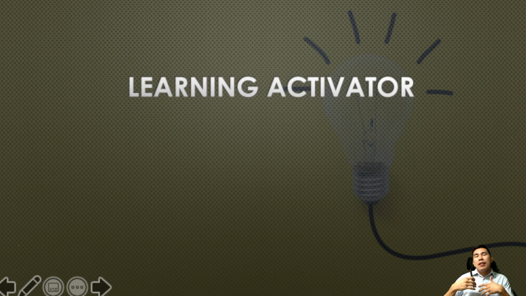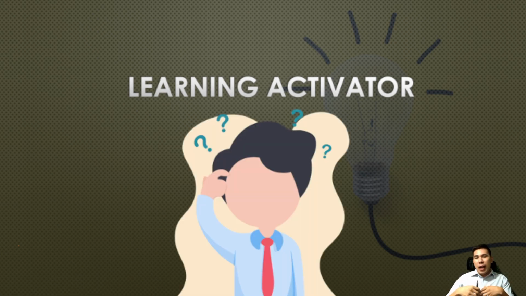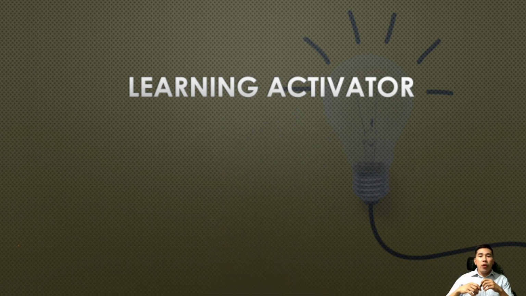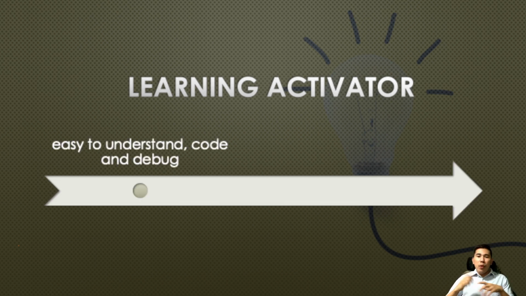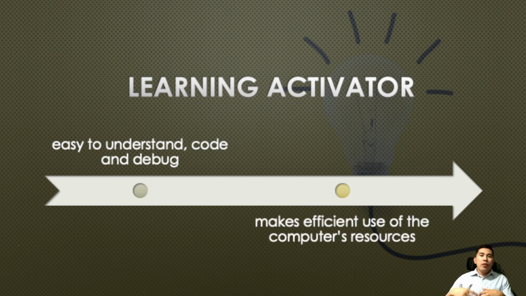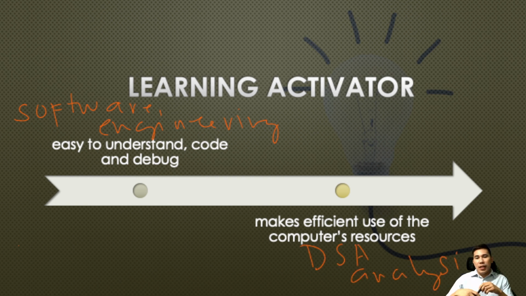As I've said, there are often many approaches or algorithms to solve a problem. How do we choose between them? At the heart of computer program design, there are actually two goals which are sometimes conflicting with each other. Number one is to design an algorithm that is easy to understand, code, and debug. While the second one is an algorithm that makes efficient use of the computer's resources. So goal one is focused on software engineering, while the second one is concerned with data structure analysis and algorithm analysis. When goal two is important, how do we measure an algorithm's cost?